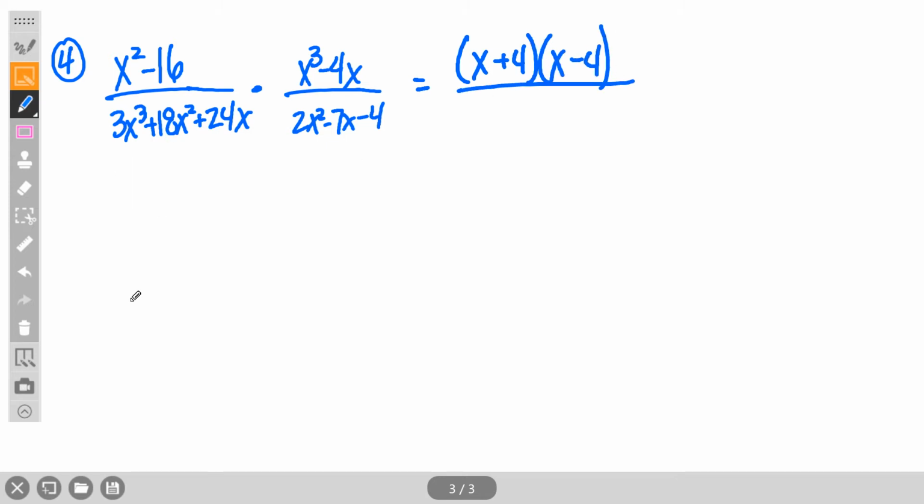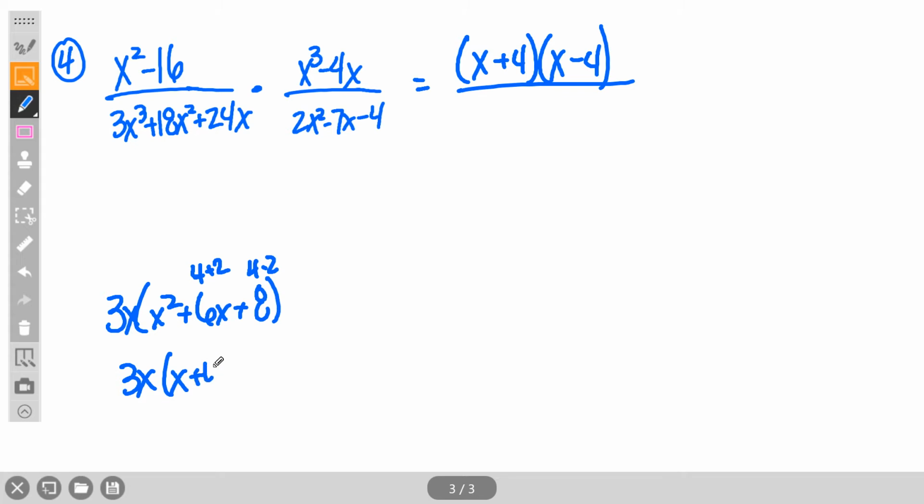3x cubed, all right, so let's start factoring that. First of all, I can factor a 3x out of that. That's x squared plus 6x plus 8. That's 4 times 2, that's 4 plus 2. So that's 3x, x plus 4, x plus 2. Okay, so that's what this becomes. So let me put that here. 3x, x plus 4, x plus 2 times.